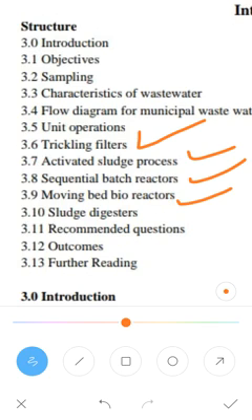After that, at the end, we'll study how the sludge is treated, how the digester works for this sludge. So that is about the sludge digesters. Finally, we're going to study the complete operation of a municipal wastewater treatment plant.